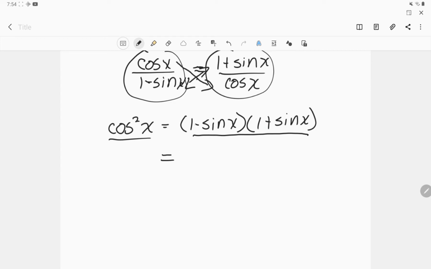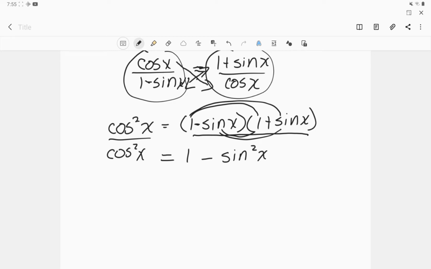Now, it's really a difference of squares because I have a minus and a plus, and that's the only difference. So really all I have to do is firsts 1 times 1 and lasts negative sine squared x, because the middle piece would end up being plus sine x minus sine x, which would be 0. So you don't really need to do that. So now I have something that reads cos squared x is equal to 1 minus sine squared x. So the two sides are not equal yet, okay?